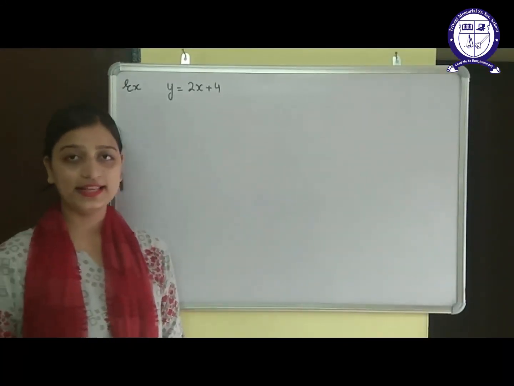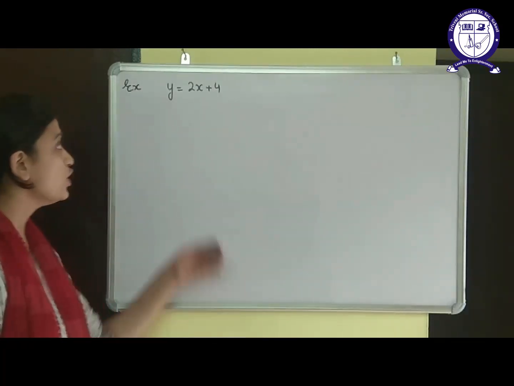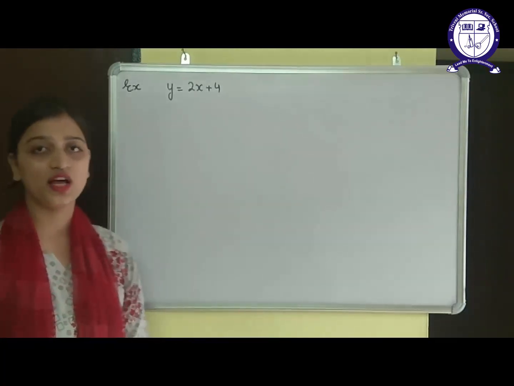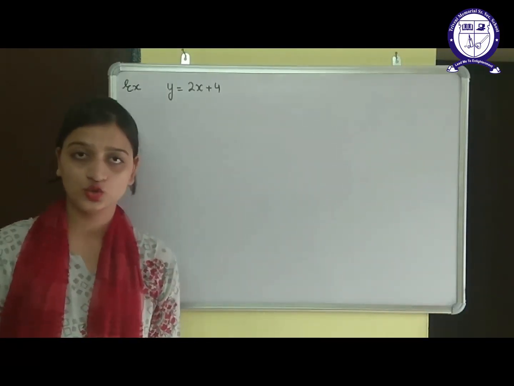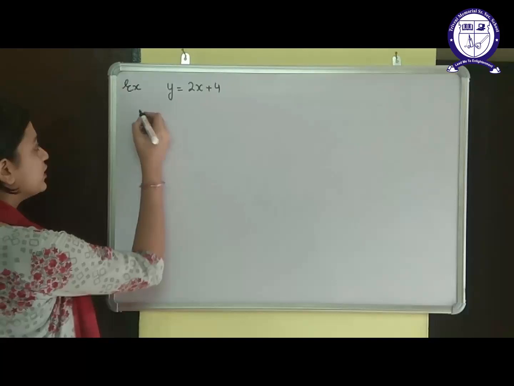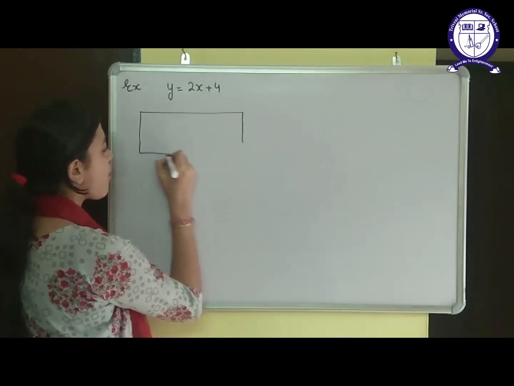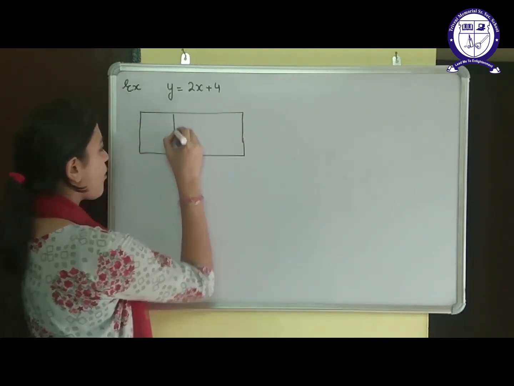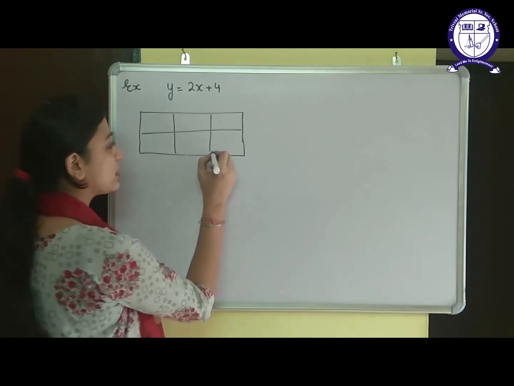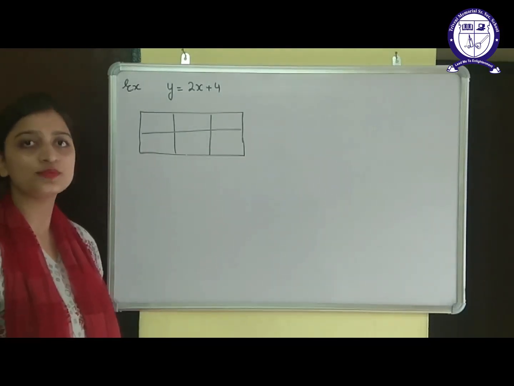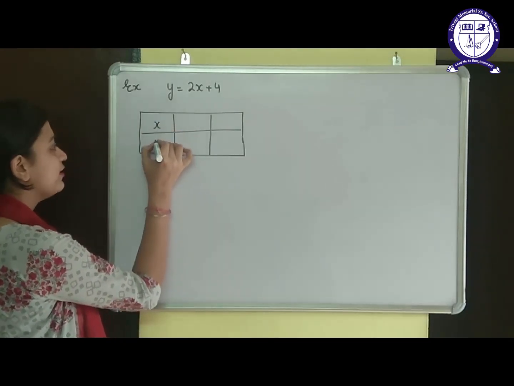Now coming to the second example, we need to draw the graph for this question also. y equals to 2x plus 4. Now the first step is finding the solution. So I will draw the table. Always try to make the table. It makes the question look presentable. Now first is the value of x and then y.